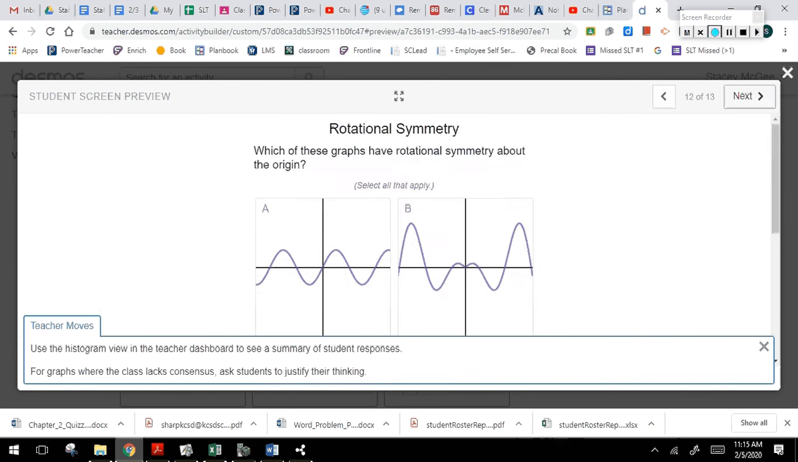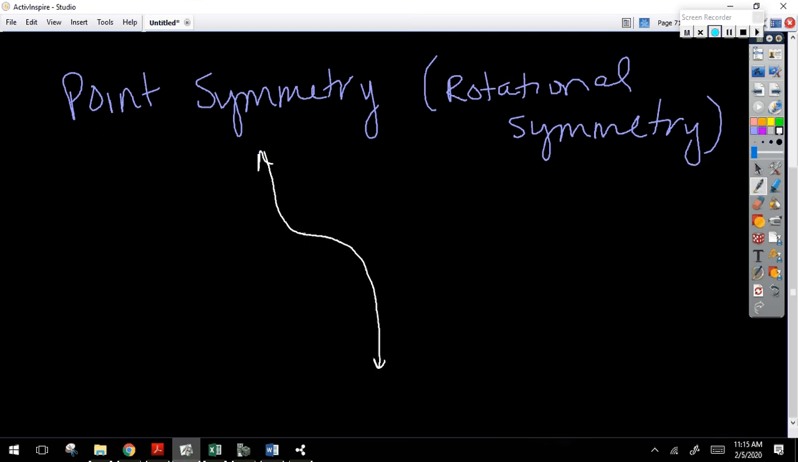I thought it was going to animate them again, but I guess it only animates the first one. All right, that's all I got for you.